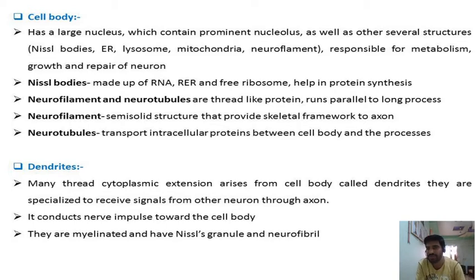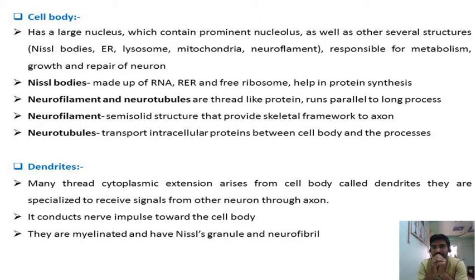Neurofilaments and neurotubules are thread-like proteins that run parallel to the long process. These are special types of microfilaments and microtubules, formed from actin proteins and globular proteins. Neurofilaments are semi-solid structures that provide a skeletal framework to the axon. Neurotubules transport intracellular proteins between the cell body and the periphery. This is the basic structure of the cell body.